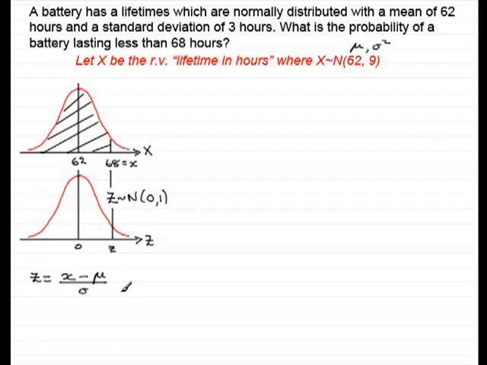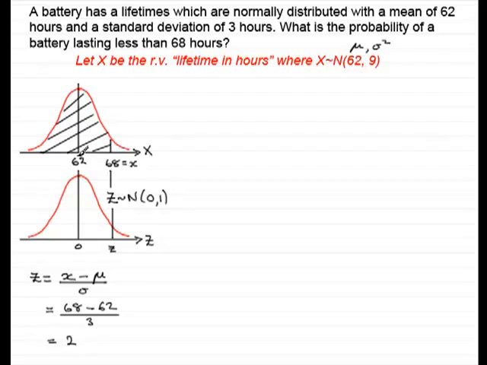So if we apply it to this question, x is the 68, the observed value, minus the mean mu, which is 62, all divided by the standard deviation sigma, which in this example is 3. So put that in as 3. Work this out, and what do you get? You get 2. And what that means is that the 68 is 2 standard deviations above the mean.